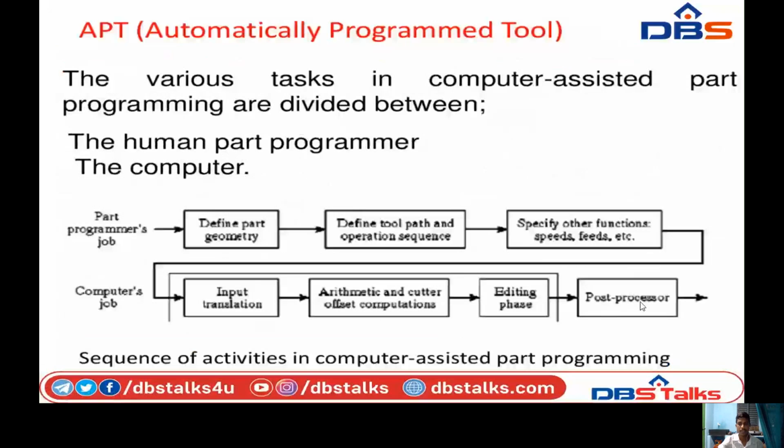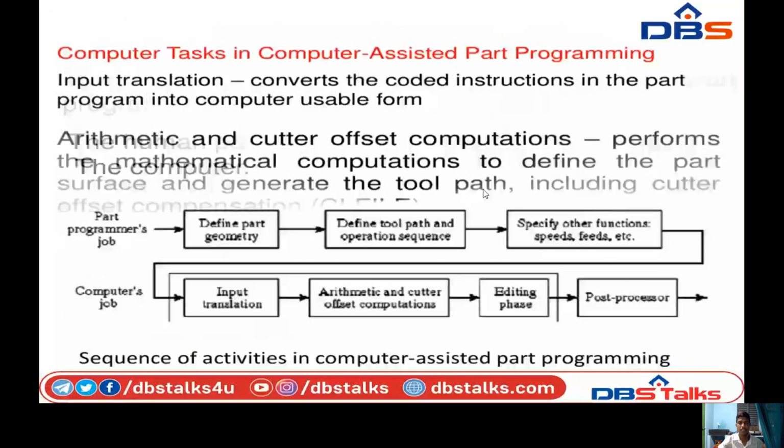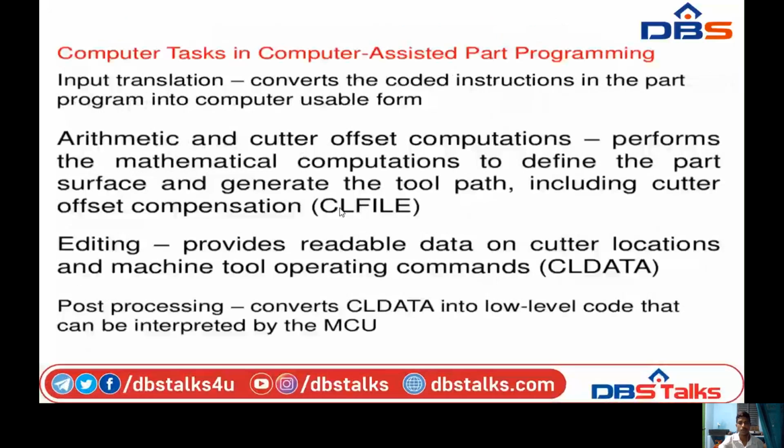Next, post processor. Post processing means converting cutter location data into low-level code. Low-level code is understandable by the machine control unit. Which data is understandable by the machine control unit? It is low-level language and low-level code.